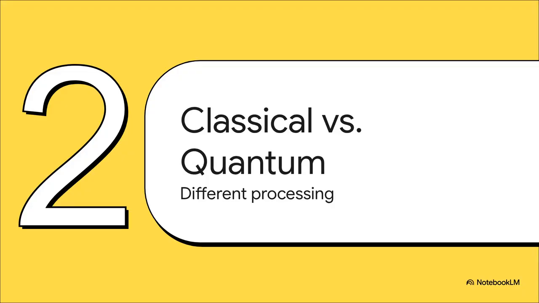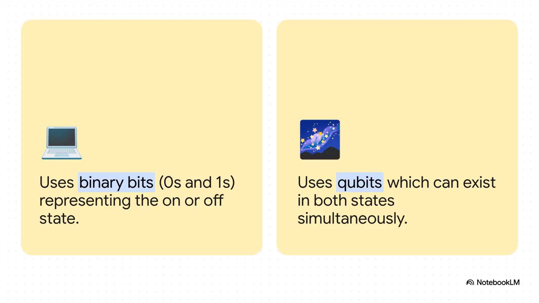Okay, moving on to Section 2, classical versus quantum. While the devices we use today and the machines of the future both rely on circuits, chips, and logic gates run by algorithms, their core processing methods are just entirely different. Classical computers rely on rigid binary bits. They're always either a 0 or a 1, representing the absolute on or off state of an electrical current.